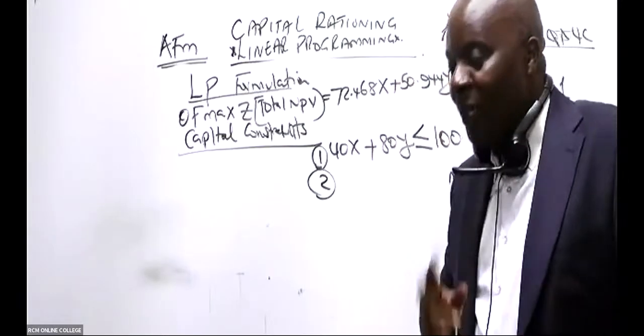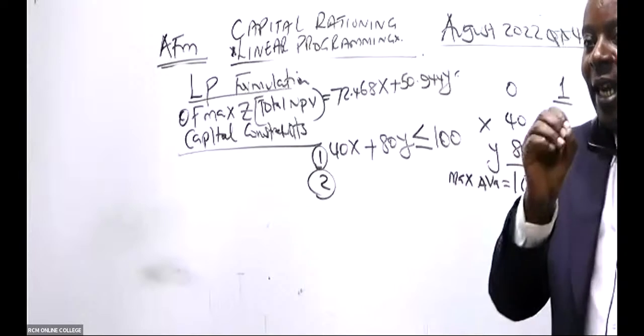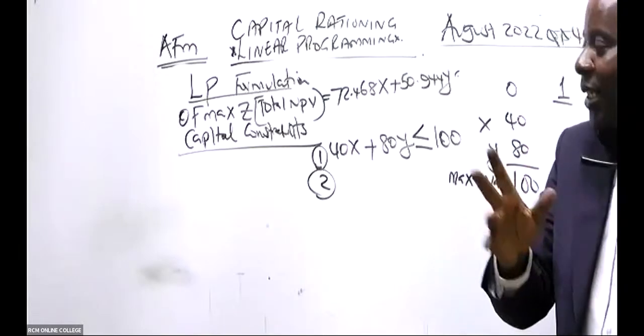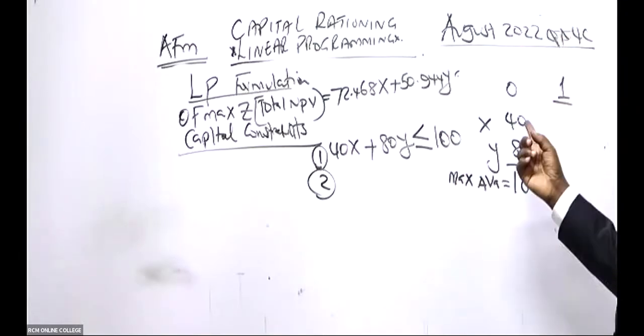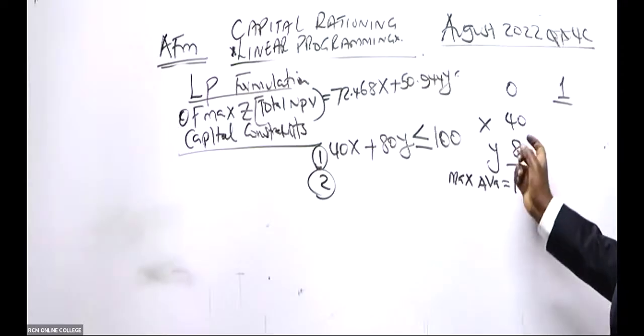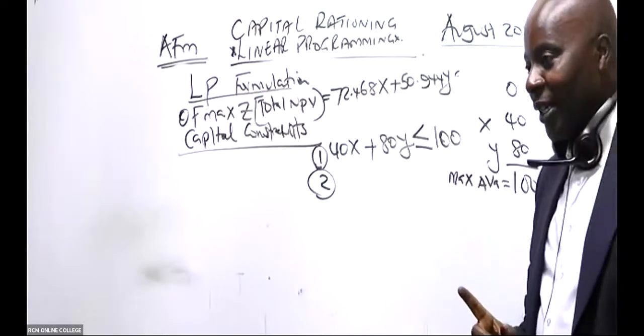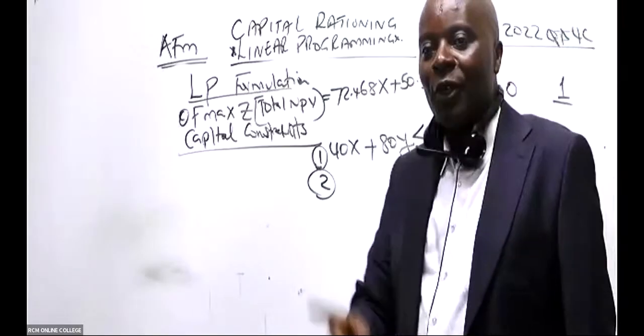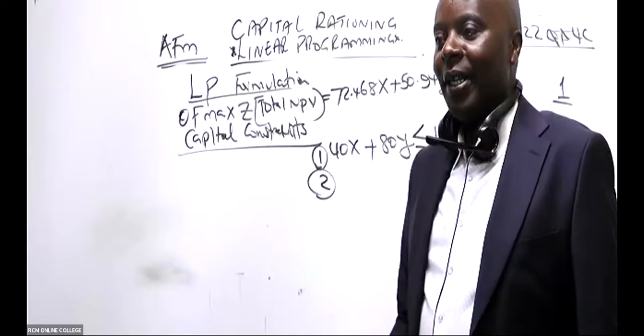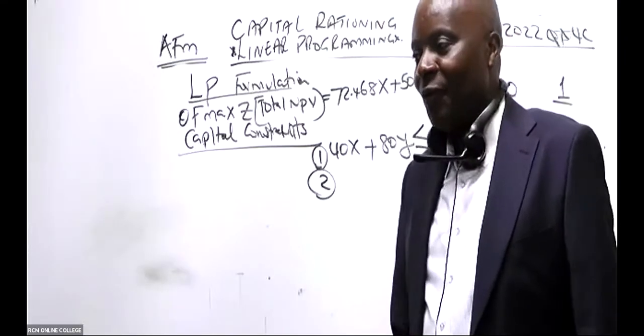A very good student is asking, should we assume the negative and forget about it? Yes, because here we are looking at how much we are going to invest. So in the constraints, you can never have a negative. Thank you for asking that question.